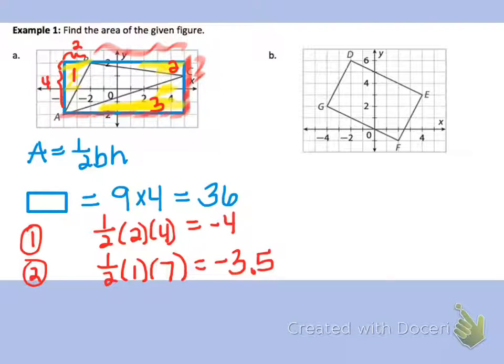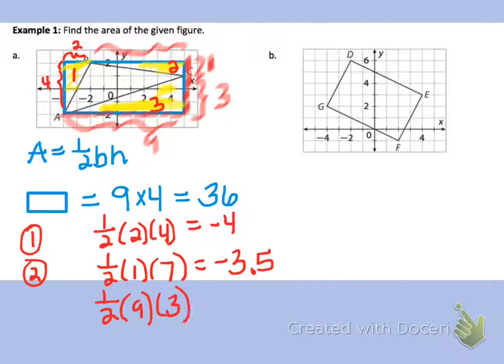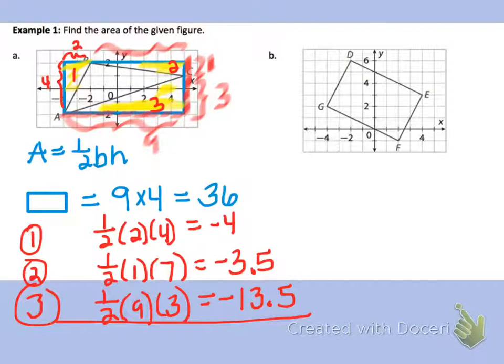Okay, almost done. So now I just have to do triangle 3. Triangle 3 has dimensions 9. This one was 9 down here because we already counted that, right? And then over here we have 3 left, because if this was 1 and the whole thing was 4, that's 3. So that's 1/2 times 9 times 3, which is half of 27, that's 13.5. So these are all the things I'm going to subtract from 36, and that'll leave me with the area that I'm looking for, which is that little center triangle in there. So 36 minus those three leaves me with 15 square units.